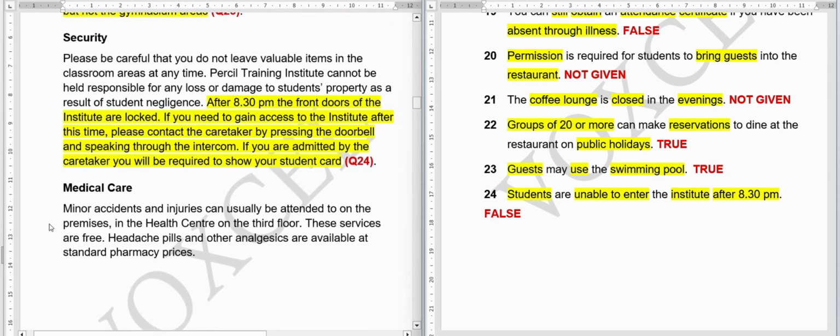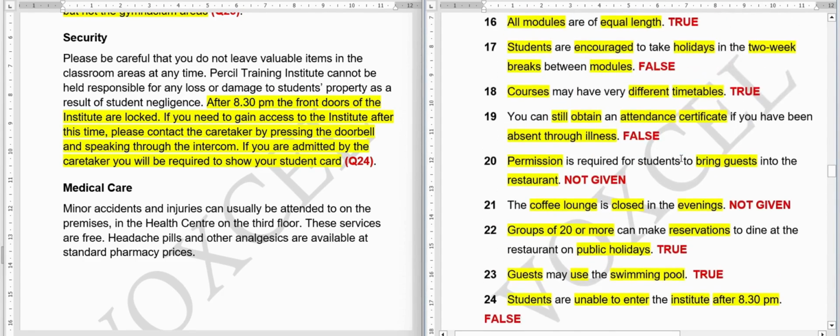So that means for this medical care section, we don't have any question. Let's just read it to see if there is any information here or not. Minor accidents and injuries can usually be tended on premises in the health center. Okay, there is nothing about any of the questions.